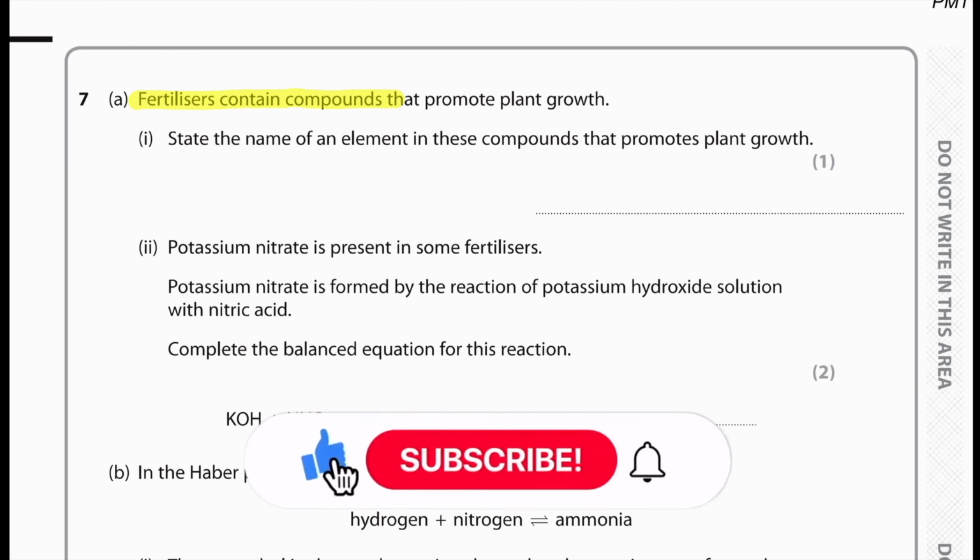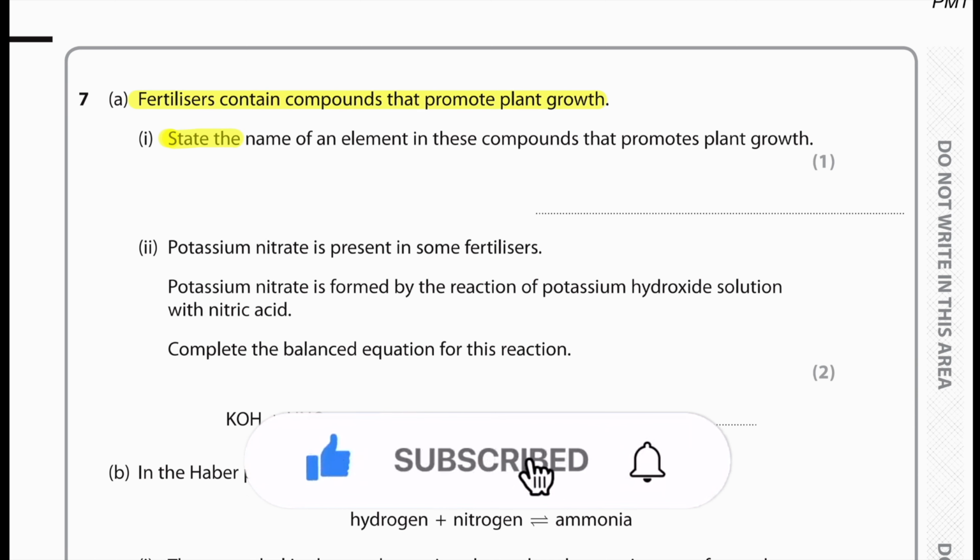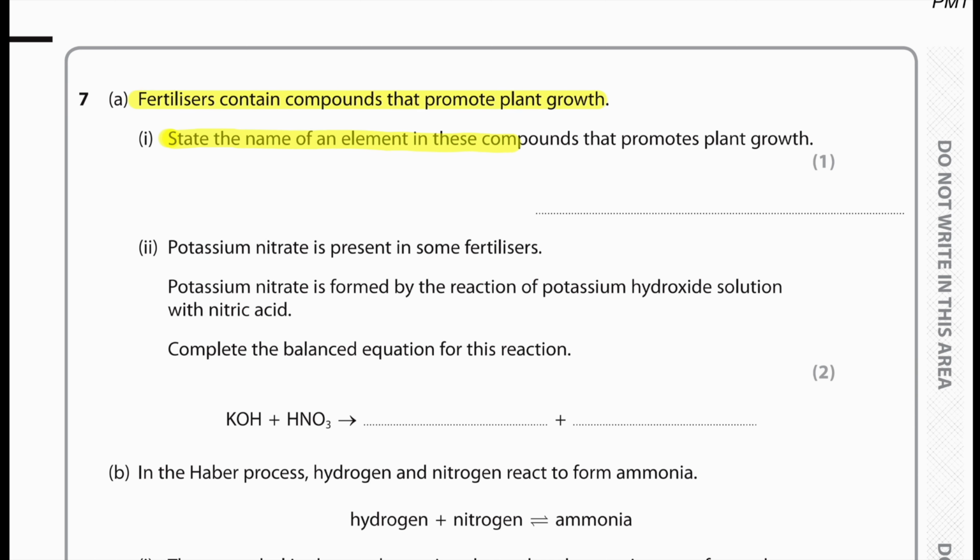Fertilizers contain compounds that promote plant growth. State the name of an element in this compound that promotes plant growth. So plant growth is increased by certain compounds such as NPK. NPK stands for nitrogen, phosphorus, and potassium. So all of the 3 will be correct.